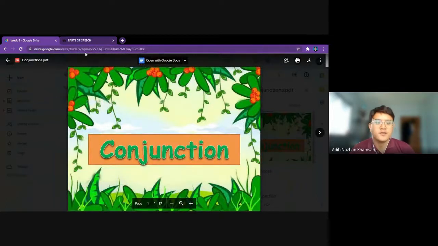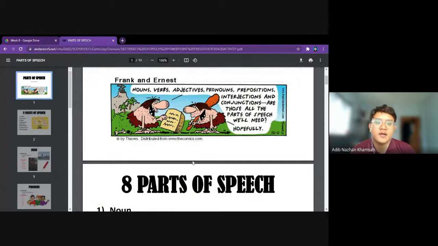So let's start. You can see here a small comic, like we can see in newspapers and on websites. You can read here: nouns, verbs, adjectives, pronouns, prepositions, interjections, and conjunctions are all the parts of speech we'll need, hopefully. This is supposed to be funny, because there are so many parts of speech you need to understand. It's a Frank and Ernest comic.